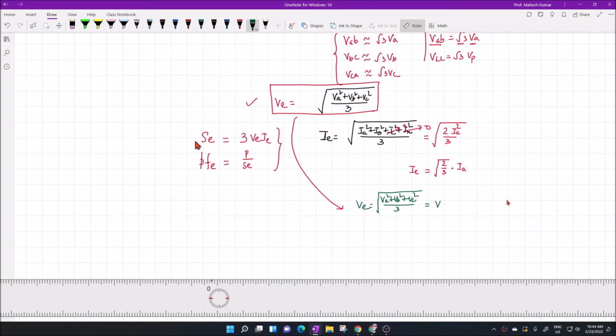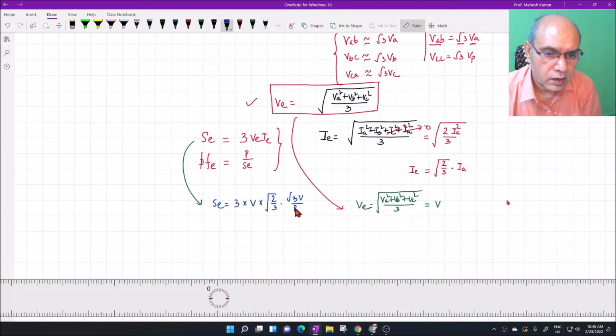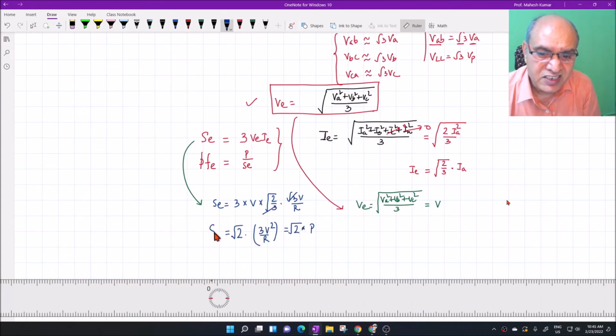So what is effective apparent power, SE? SE will be thrice of VE, which is V, and current is root 2 by 3 into I. I is root 3 V by R. Am I correct? So root 3 will go with this root 3, root 2 into P. So this is the relationship between the real power and the effective apparent power.